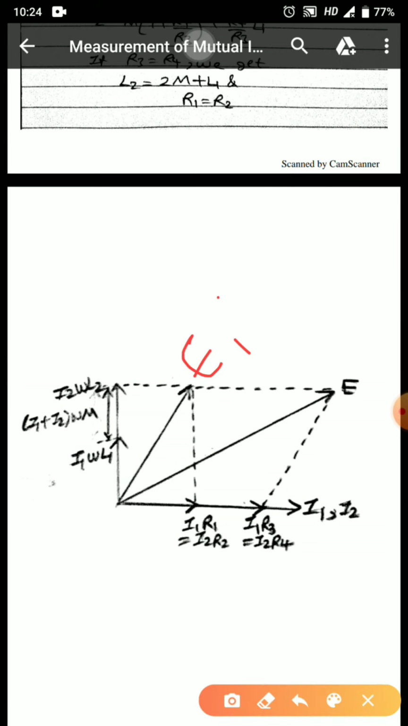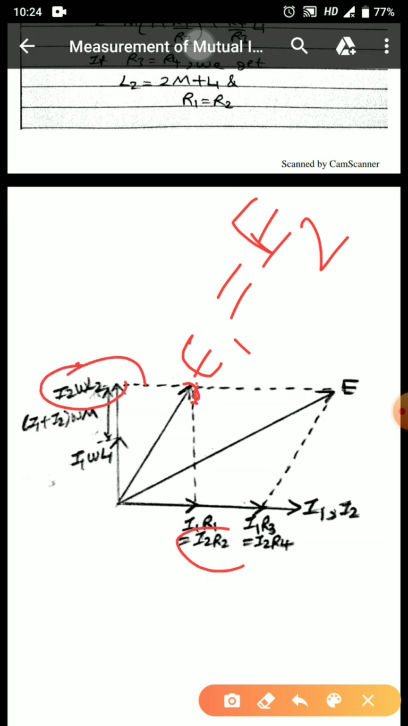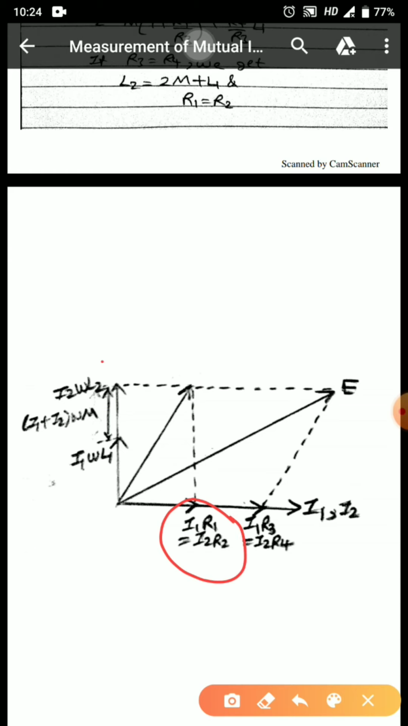So talking in bridge balance condition, E1 and E2 will be similar. Now E2, looking at the second branch also, I can make out it has two components, that is I2 omega L2 and I2 R2. So that is why I have written I1 R1 is equal to I2 R2 and I1 omega L1 plus I1 plus I2 omega M is equal to I2 omega L2. In this manner I am getting E1 and E2. Then talking about the third arm, I have already told I1 R3.